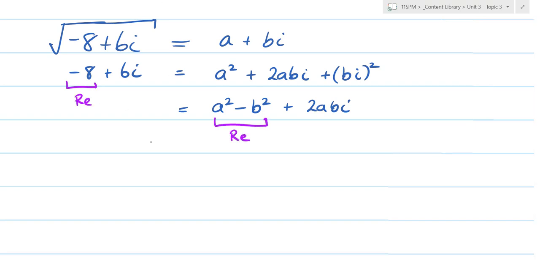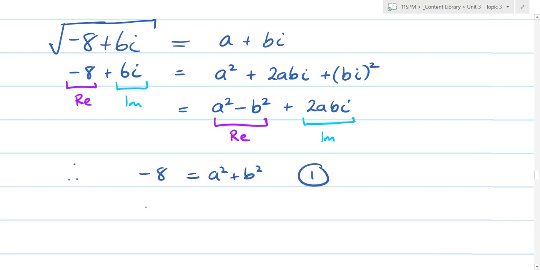And this is the real component and that's the imaginary component. And so I get negative 8 equals a squared minus b squared, and 6 is equal to 2ab. So say that again.